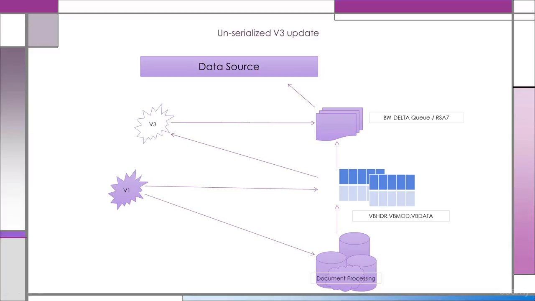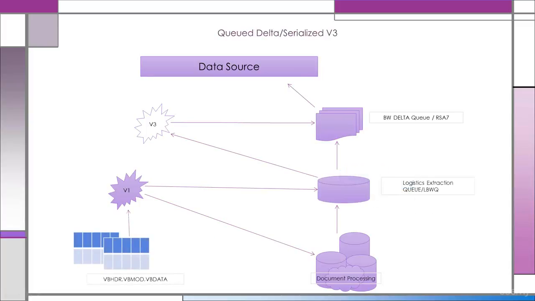So this method is only used whenever we do not have a large amount of data. When there is no large amount of data, you can try this one. But the best method is to create or load data using queued delta or serialized V3 only. Okay.